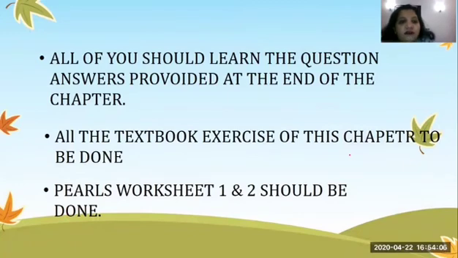All of you should learn the questions and answers provided at the end of the chapter. I will be giving you the question answers. Those who have the notebook can write in the notebook. Others will learn the question answers and take a photocopy of them. All the textbook exercises of the chapter are to be done according to the date. Pearl's worksheet 1 and 2 should be done when I ask you to do it.